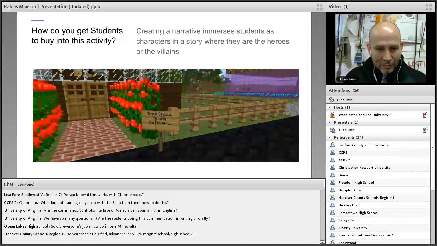So did everyone's job show up in one world? Yeah, so we all worked inside of the same world. First, I had them build, like you can see in this picture, you can kind of see it in the background. It says Tres Chicas, La Tienda de Madera. So these 3 girls were working as a team, and they were the lumberjacks. And all they did is they got wood inside of Minecraft, which is one of the things you can go ahead and do, and then they sold that wood to the other groups.